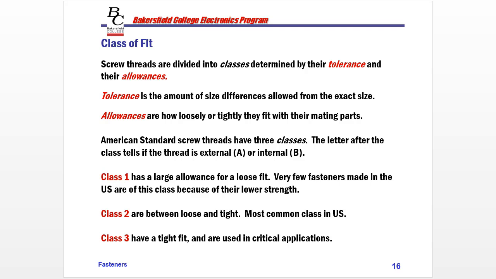Now the letters after, we have A or B. A means that it has an external thread, where B would be an internal thread. So Class 2A would be a bolt thread, and Class 2B would be the accompanying nut thread.